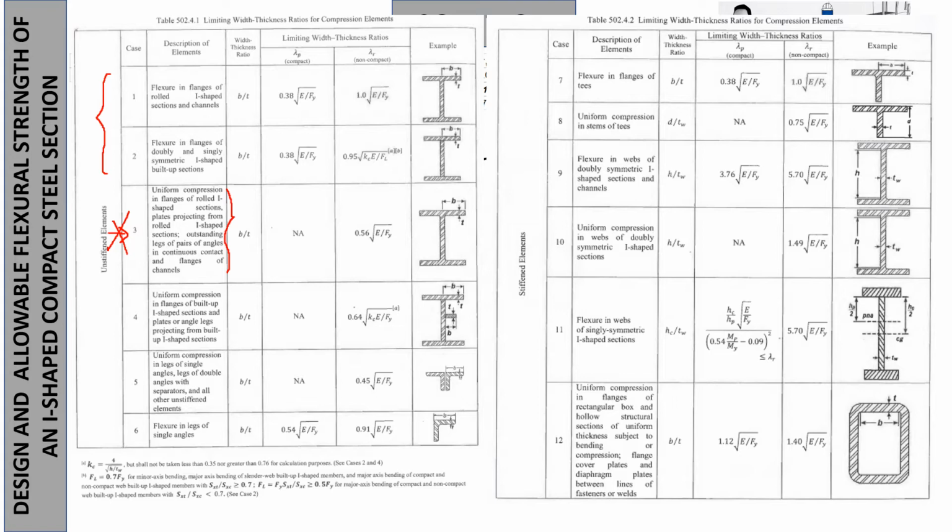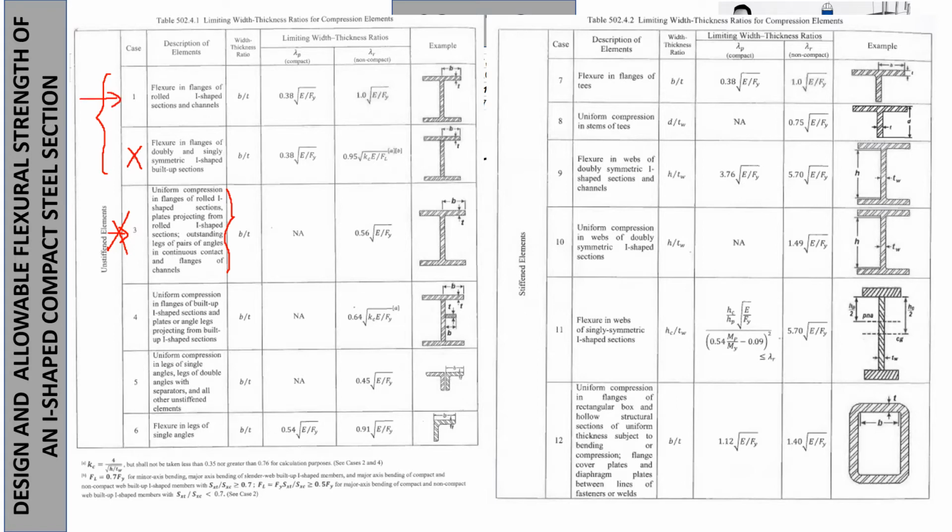Ngayon, saan yan yung pipiliin natin? Basahin muna natin: flexure in flanges of rolled I-shape sections and channels for 1, and for 2, flexure in flanges of doubly and singly symmetric I-shape built-up. Number 2 cannot apply since we're not dealing with built-up kasi predefined yung ating section. Kumbaga, siya yung pinaka-base section. So therefore, number 1 will apply.